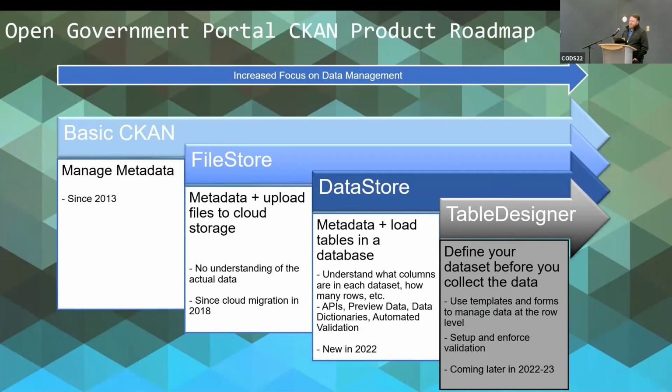This allows the system to understand what is this data? How many columns are there? What are the column names? And it also unlocks the ability to query the data using an API. It gives you data dictionaries, so users can see what's in that data before you download it. And it will give you also some automated validation on that data to make sure it's well structured. So this is new for us, and this is kind of where we're at currently. We'll talk at the end about Table Designer, which is a new feature that the team's been working on and that we're working towards this year.